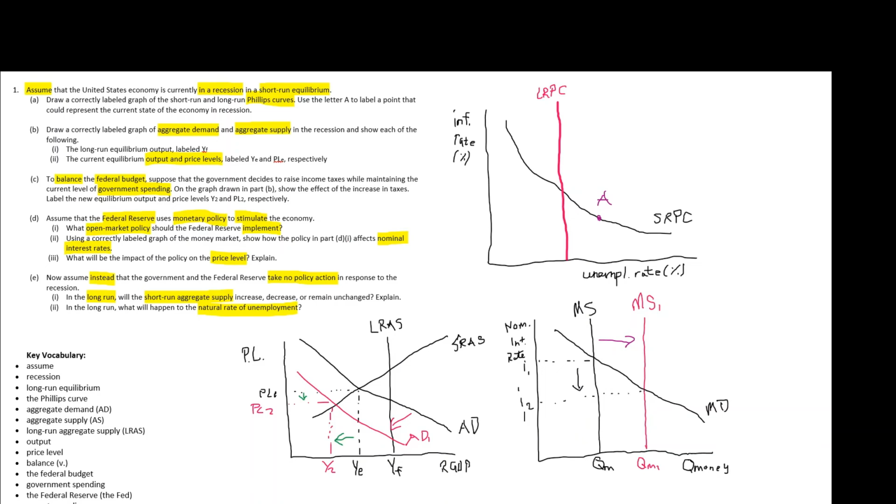But you don't have to explain. This question does not ask for an explanation, so all you need to say is that the natural rate of unemployment does not change as a result of these policy actions, or in this case, it's no policy action. So that concludes the question.